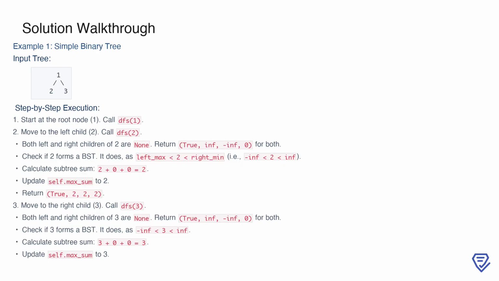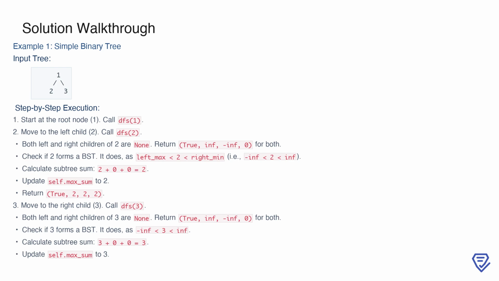Since 2 has no children, both its left and right subtrees are None, so we return the base case values. The subtree is a valid BST, with minimum and maximum values set to infinity and negative infinity, and a subtree sum of 0. Now, we check if node 2 forms a BST.